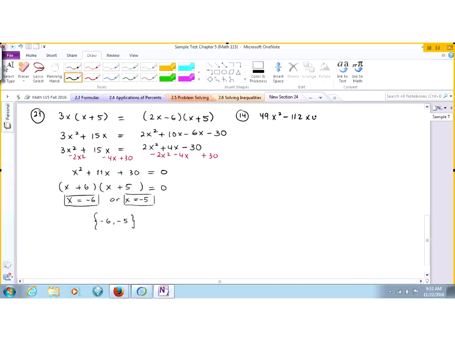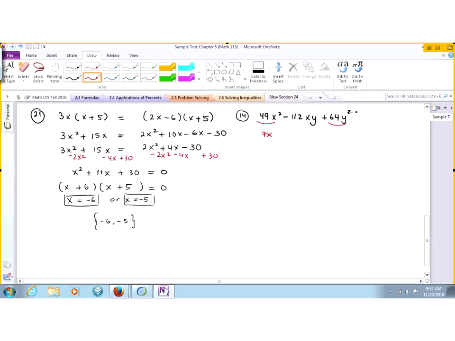49x squared minus 112xy plus 64y squared. Oh, this is too big. I'm lazy, but I'm going to be smart. Are you guys going to be smart? Let's check if this is a perfect square trinomial, because I'm going to be lazy to do this. Is this a perfect square? Yes. It comes from 7x being squared.